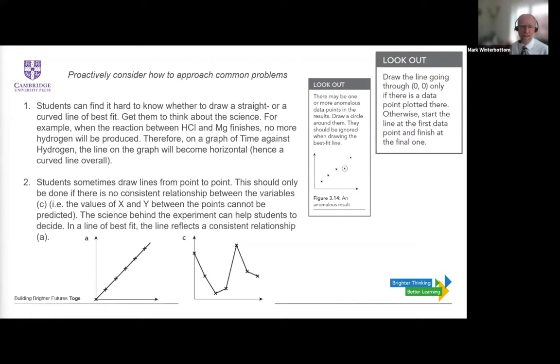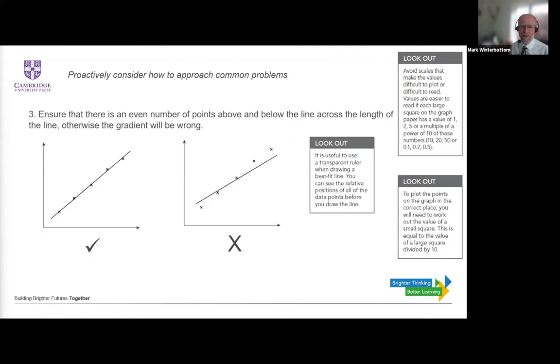If we've got a graph like A, then we probably can say something about what's going on between the data points because it looks like a consistent relationship. We may need to talk about anomalous points as well. And we also need to really focus on that 0, 0, because students will often force a graph through 0, 0, even if it doesn't make any scientific sense at all. Make sure when you're drawing that line, there's an even number of points above or below.